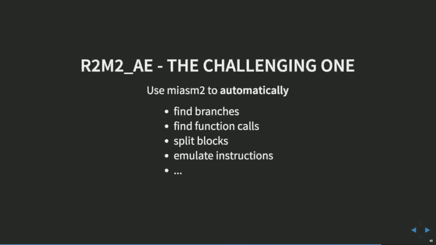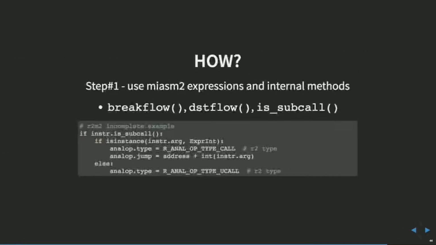The challenging plugin was indeed r2m2 AE, because I needed MySM to find branches, function calls, blocks, and emulate instructions. Indeed, that's not that difficult. In R2, for all of the instructions like move, jump, call, R2 will assign types. For example, if you have a move, it will say the type is R2 move, same for jumps and so on. So the first thing I did in r2m2 was to assign R2 types based on some MySM functions.